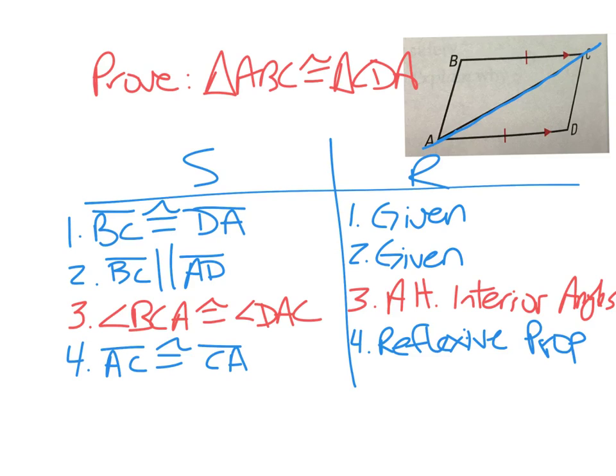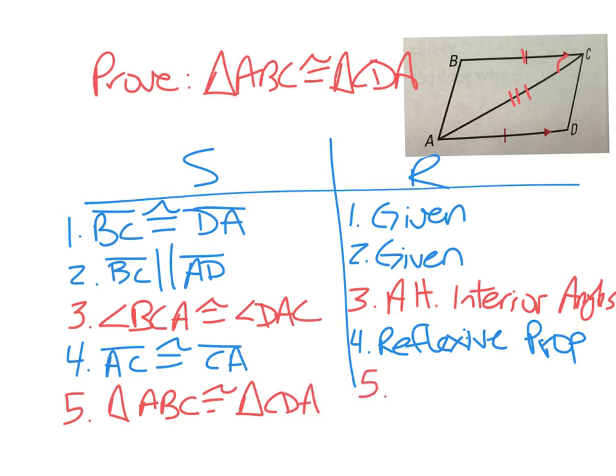Okay, so now, do we have enough information? We can use our new postulate, because we just proved that this line is congruent to itself. So now I can say side, angle, side, can't I? So we're going to say triangle ABC is congruent to triangle CDA. I can't write today, I'm having problems. Because of side, angle, side.